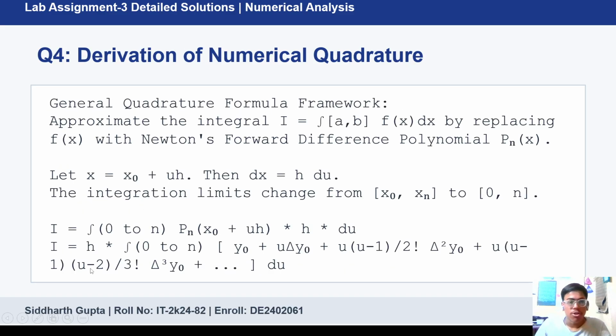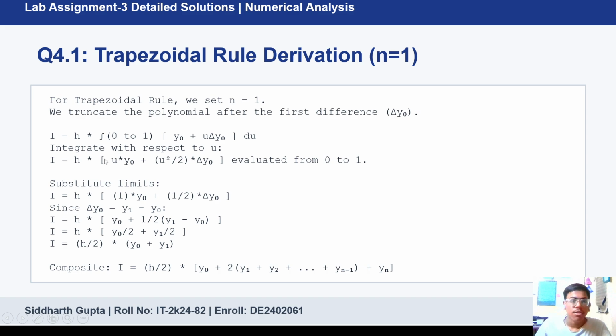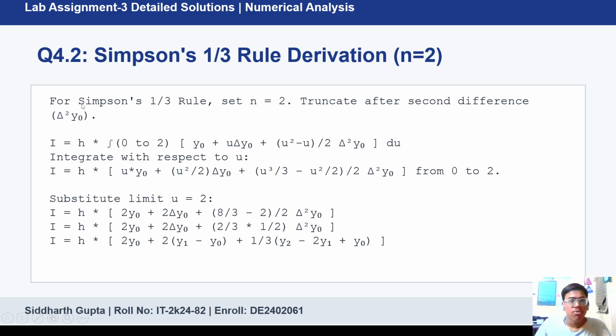Now this is the general quadrature form. In this general quadrature formula, if you put n is equal to 1, you will get the formula for trapezoidal. If you put n is equal to 2, you will get the formula of Simpson's 1 by 3.